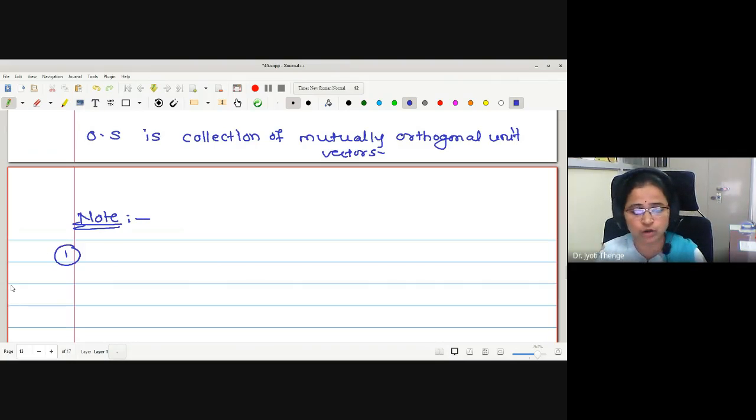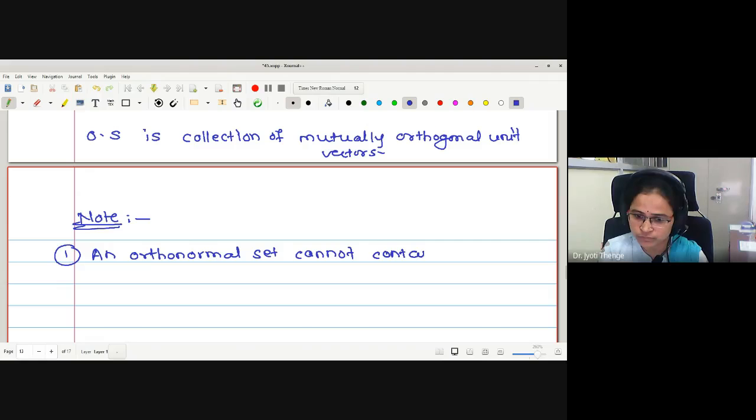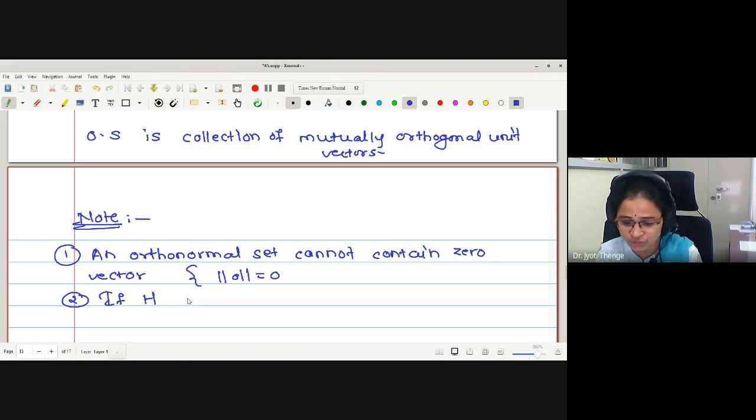The first note is an orthonormal set cannot contain a zero vector. Quite obvious, right? Why can it not contain a zero vector? Because the norm of a zero vector is 0, which spoils your second condition. Number 2, if the Hilbert space contains only the zero vector, then it does not have any orthonormal set.